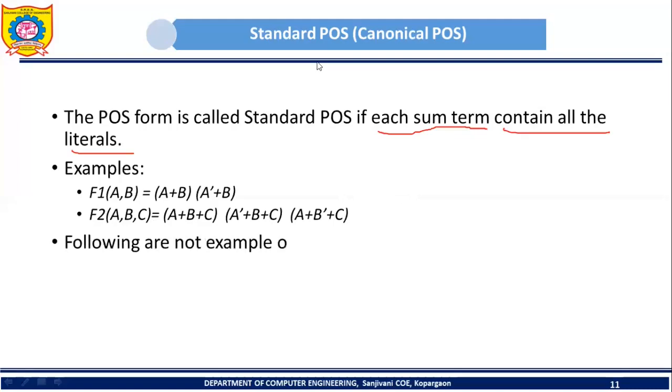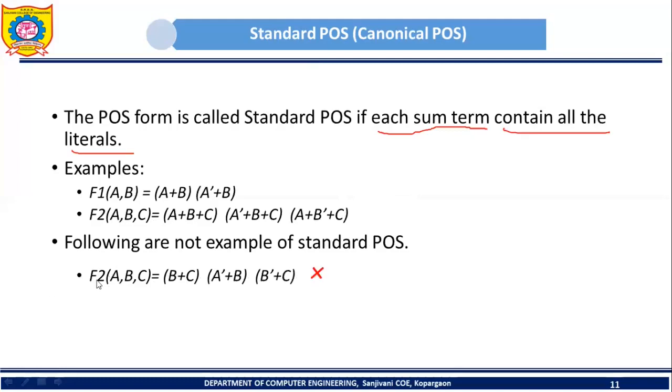Now consider the following example. This following example is not standard POS. Which is that example? Suppose we have function f2. So f2 is defined like this. f2 of ABC is equal to, in one bracket B plus C, in the other bracket A prime plus B, in the third bracket B prime plus C. Whether it is POS, product of sum, yes, it is POS, it is a product of sums. But whether it is standard POS, whether it is canonical POS, no.